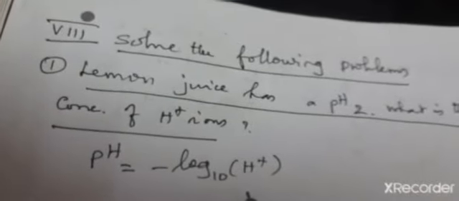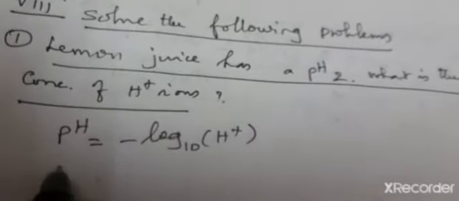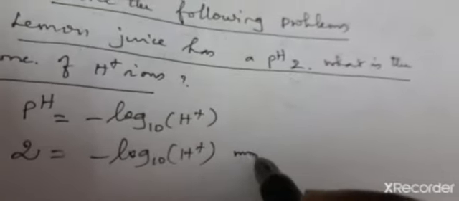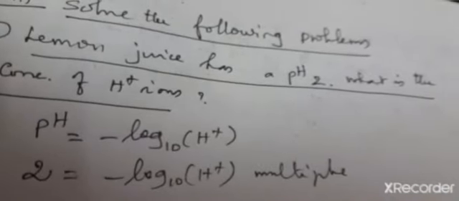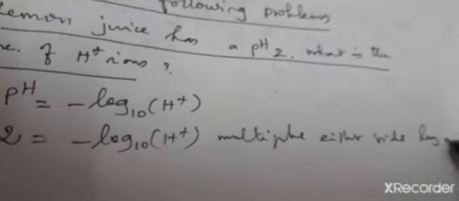So what is the formula for hydrogen ion concentration? pH is equal to the negative logarithm of H plus, minus log 10 H plus. And you can see the pH is given. The pH value is equal to 2. Then minus log 10 H plus. Then you can multiply either side by minus 1.